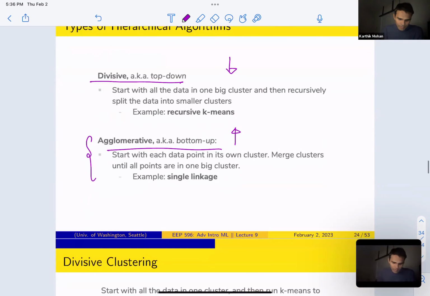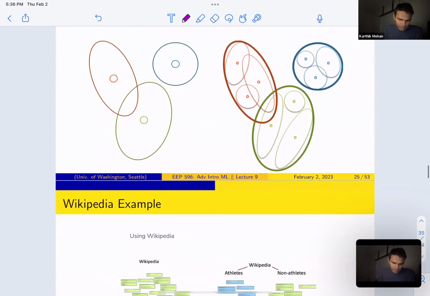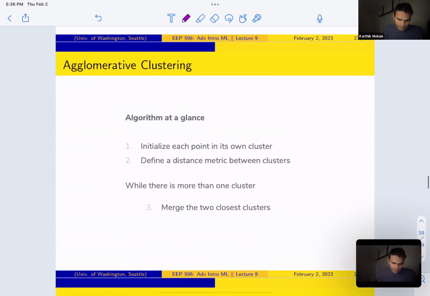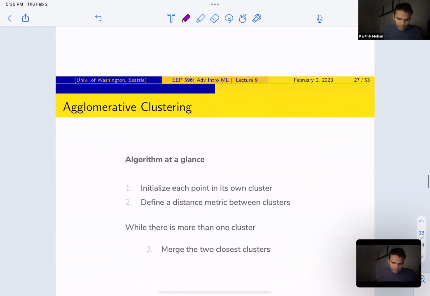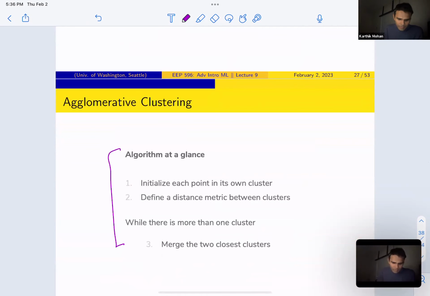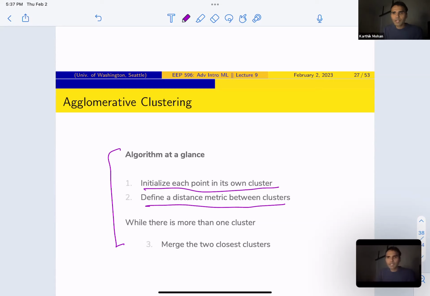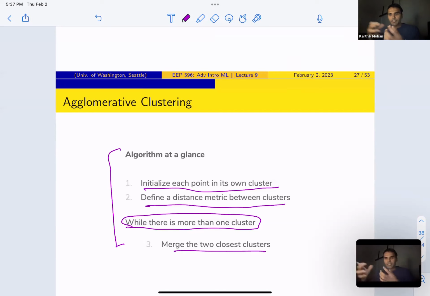So one example is single linkage clustering. Since we're a little bit short on time, I'll skip divisive clustering. We'll jump to agglomerative clustering. So let's look at the main algorithm here. Each point is in its own cluster to begin with, right? And you define a distance metric between clusters. So you say, okay, this is how you compute distance between two clusters. And the algorithm is very simple. While there is more than one cluster, you keep merging the two closest clusters. You keep merging until you think you should stop.